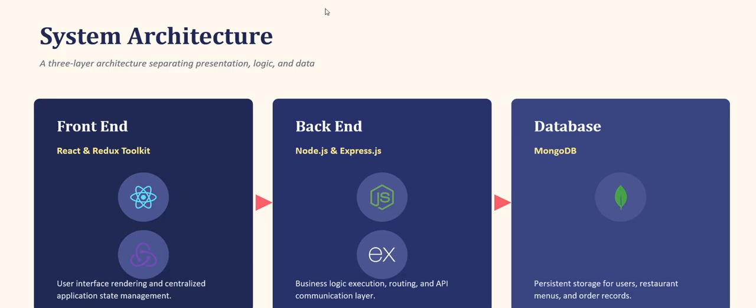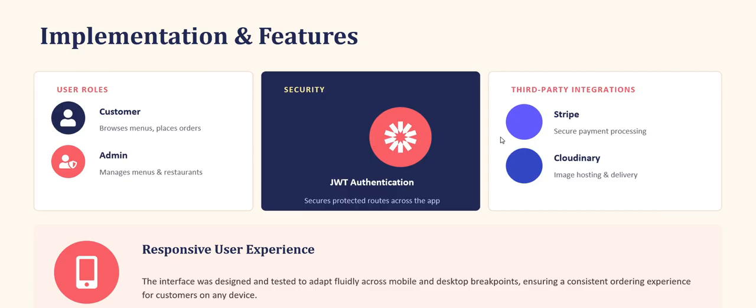Let us view a demo of my project. These are the implementation features of my project. The slide shows the major functions implemented during my development. The application supports two major roles. First is a customer, who can browse restaurants, view menus and food items, add to cart, and place the order. The second is an admin, who manages the restaurant menus, prices, and food images.